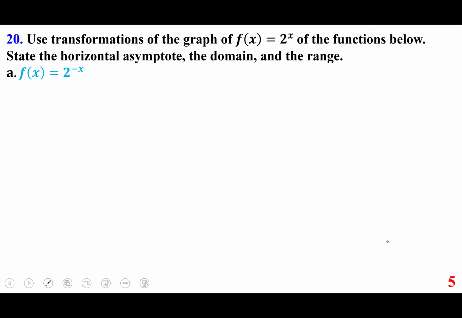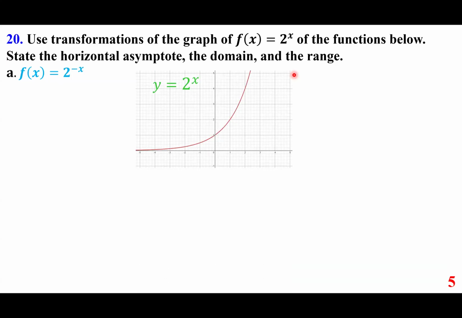Now, we want to use transformation. So use transformation of the graph of f of x equals 2 to the power of x of the function below to state the horizontal asymptote, the domain, and the range. So we should know y equals 2 to the power of x. If I said 3 to the power of x, 5 to the power of x, 10 to the power of x, it looks almost like that. And with that, the y-intercept is at 0, 1.